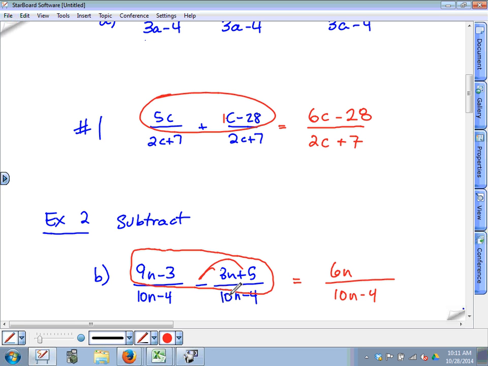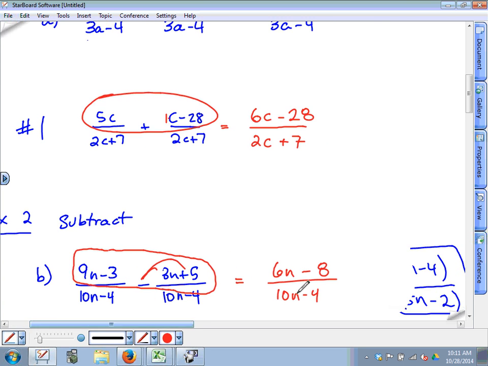You guys follow? So this is negative 3 minus 5. What is negative 3 minus 5? Negative 8. No. That answer is wrong, or at least it's not fully simplified. Can you guys see what I'm talking about? Isn't there a common factor in the numerator that you can factor out?